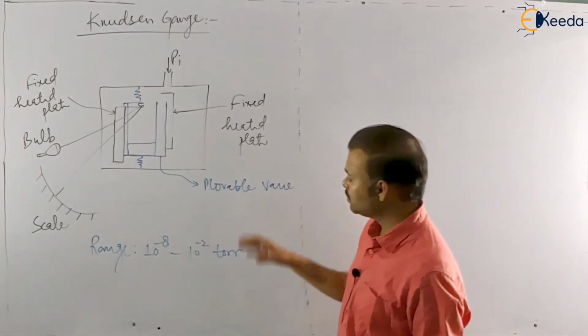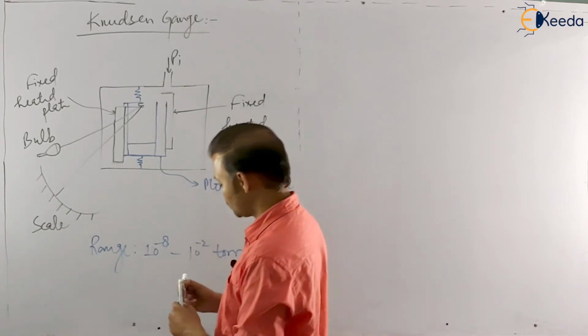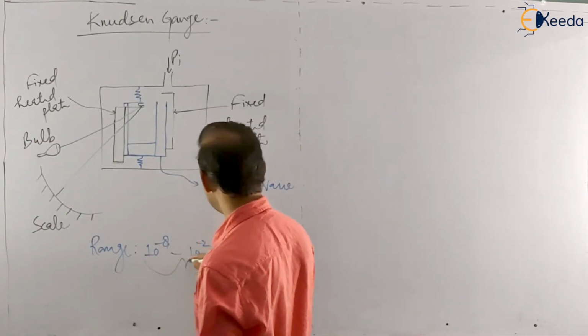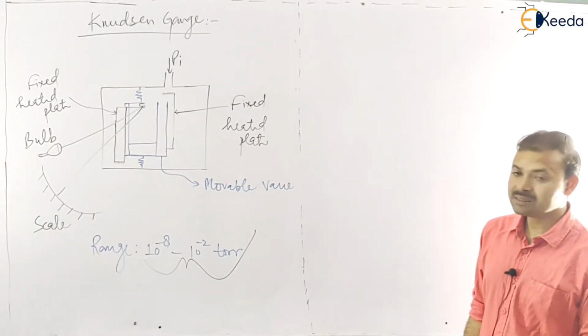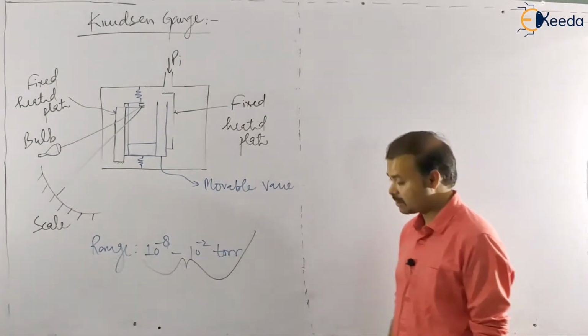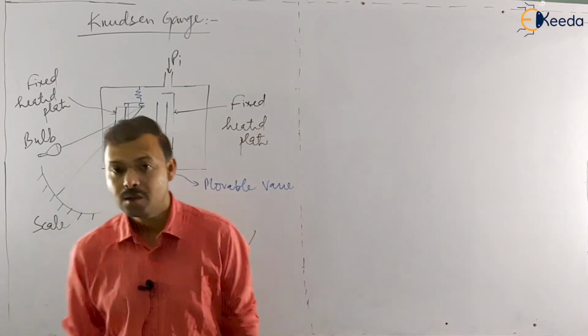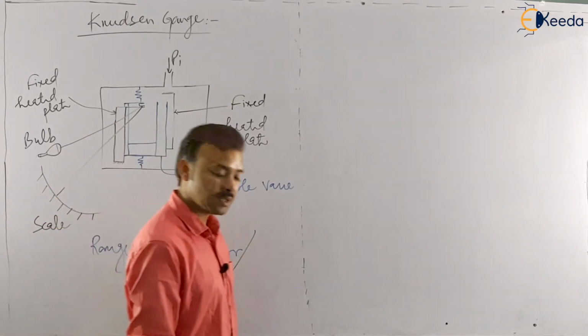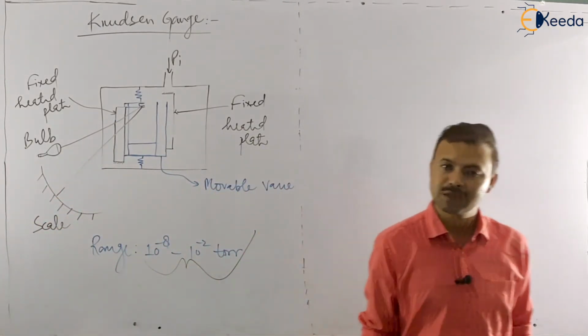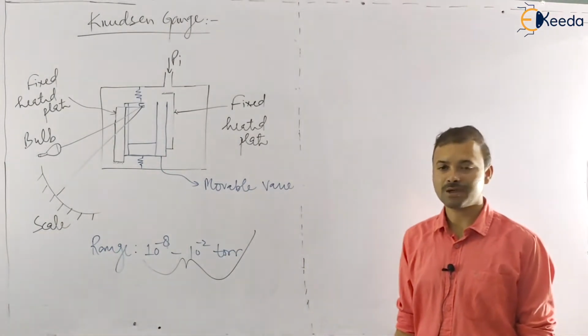The range of the Knudsen gauge is 10 to the power minus 8 to 10 to the power minus 2 torr, whereas the range of the MacLeod gauge is less than 1 torr, correct? 0.1 Pascal to 100 Pascal was the range of the MacLeod gauge.